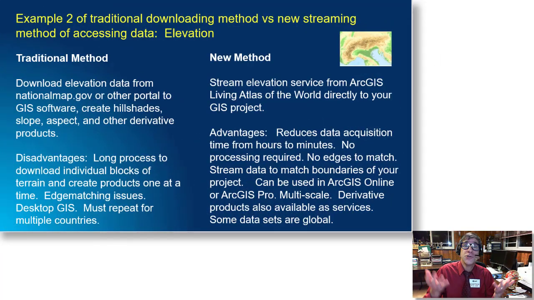The new method is you stream the elevation service from ArcGIS Living Atlas of the World, once again, starting to sound familiar, directly to your GIS project. Advantages there: reduces the data acquisition time from hours to minutes, no processing of the data required, no edges to match. You can stream the data to match the boundaries of your watershed or your county or your other area of study. You can use it in ArcGIS Online as well as ArcGIS Pro. It's multi-scale. Derivative products also are sometimes available as services. In other words, the hillshades, the aspects, the slope, those are oftentimes services as well. And some of these data sets are global.